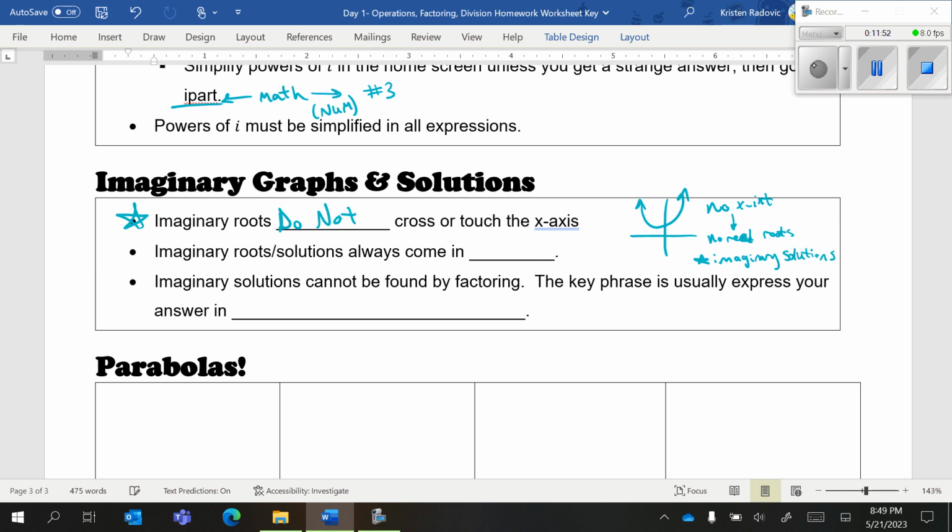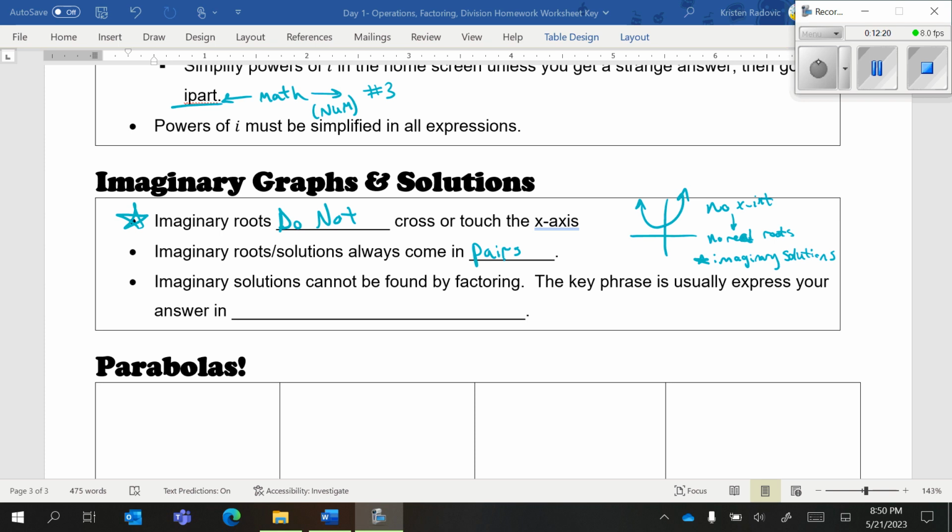Okay? And you do need to know that imaginary solutions always come in pairs. Those are actually called conjugate pairs. And it's important to know that because sometimes a question will give you an answer choice with only one imaginary solution. You need to know that is wrong. If one solution is plus 3i, then the other answer is minus 3i as well.